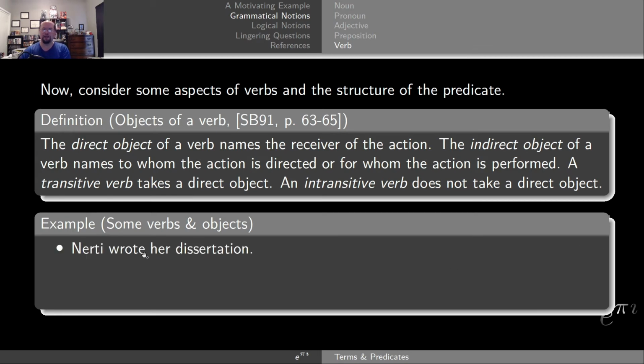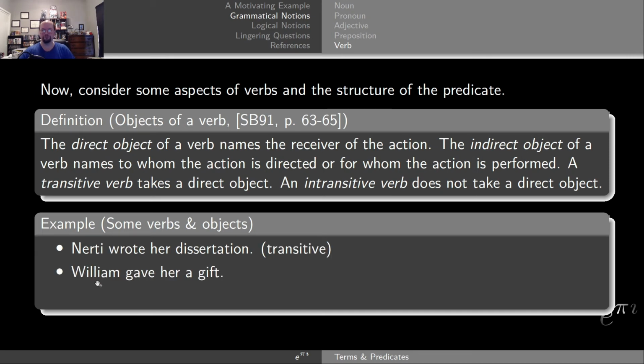So, Naomi wrote her dissertation. The verb here is wrote. The subject here is Naomi. She's the one who's doing the writing, but who is receiving the writing? Well, her dissertation is receiving the writing. Thus, it would be the direct object. Her dissertation is the direct object of the verb wrote, meaning that wrote is a transitive verb in this case.